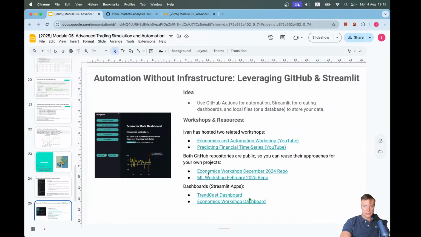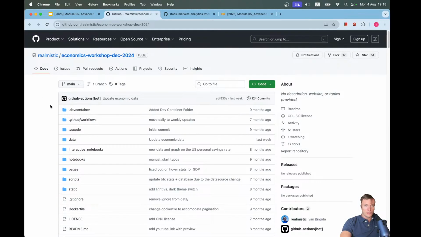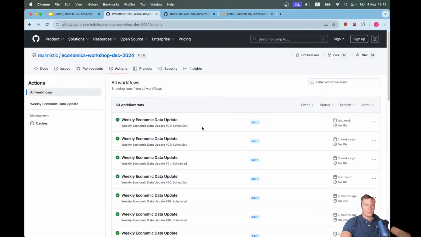Let's look at, say, the economic dashboards repository. You can see that I do not have any commits here, but the GitHub Actions bot does it every week, and it creates a weekly economic data update. That's why if I open the dashboard, which you will see in a minute, I have the latest available data.